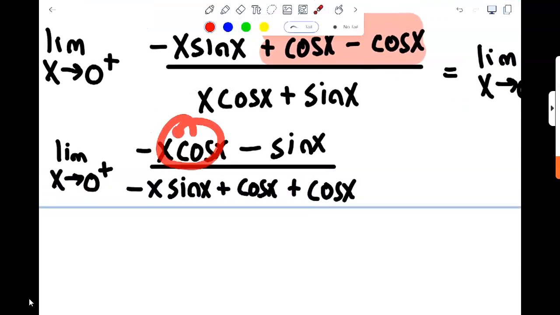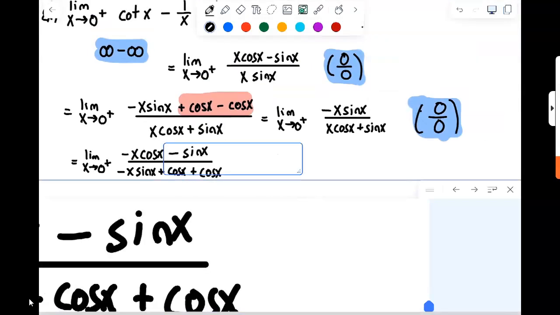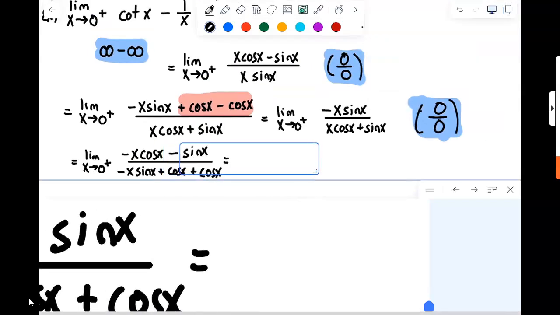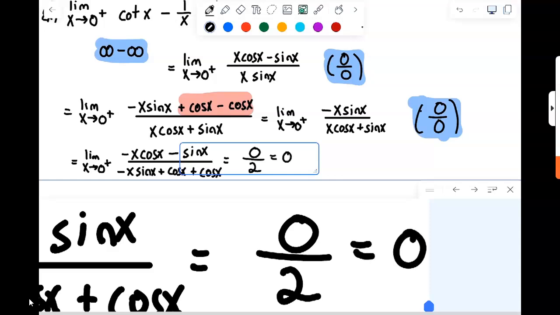This is still 0. Right? 0 times 1 is still 0. That's still 0. That's still 0. But these two things aren't. And this time they're not being subtracted, they're being added. And so, therefore, this thing can now be computed. It's no longer a 0 over 0 limit. It's a 0 over 2 limit, which means this whole thing just goes to 0.